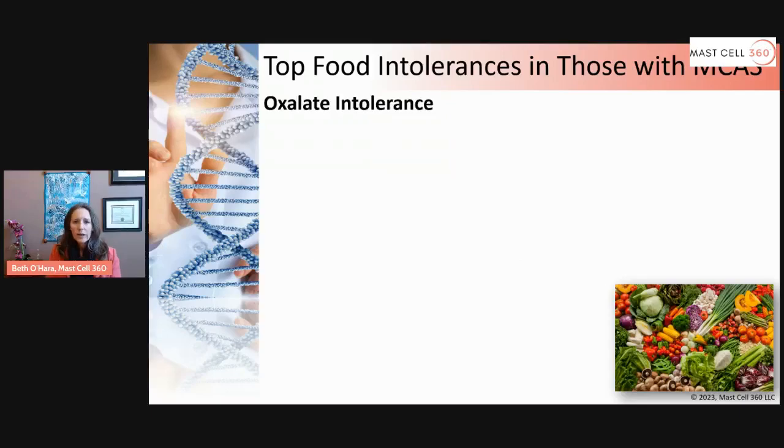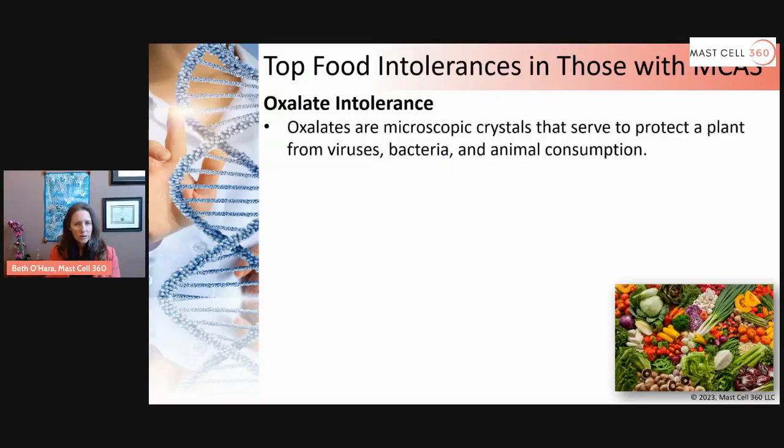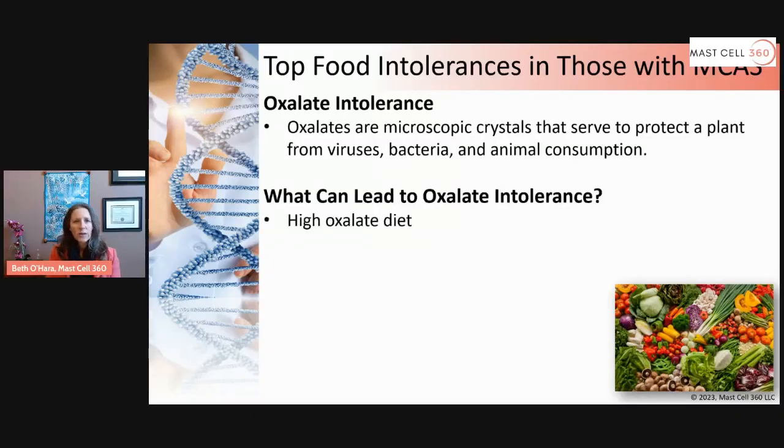Then we've got oxalates. You all know about oxalates, these microscopic crystals. They're found in plants to protect them, their defense mechanism. And people could get oxalate intolerance from eating really high oxalates, so you're eating more than you can break down, mold toxicity, and I'll talk here in a minute why that is.